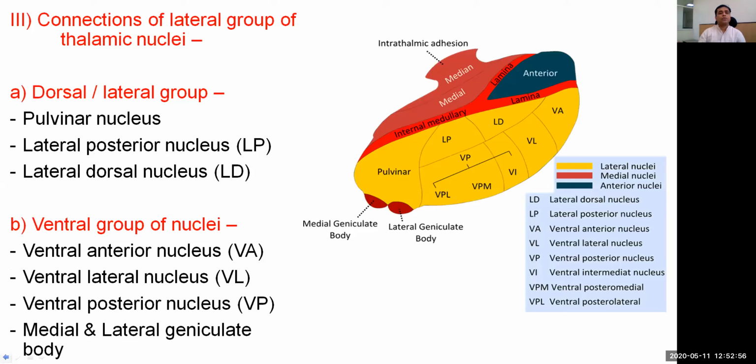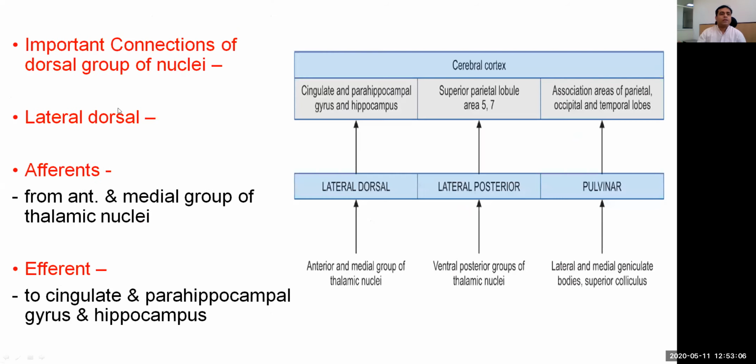Connections of the lateral group of thalamic nuclei. The lateral group has two parts, dorsal and ventral, and there are a variety of nuclei in the dorsal and the ventral group that we have already seen. Let us study the connections of the dorsal group of nuclei. First, we will consider the lateral dorsal group of nuclei. They receive afferents from the anterior and the medial group of thalamic nuclei and give efferents to the cingulate and parahippocampal gyrus.